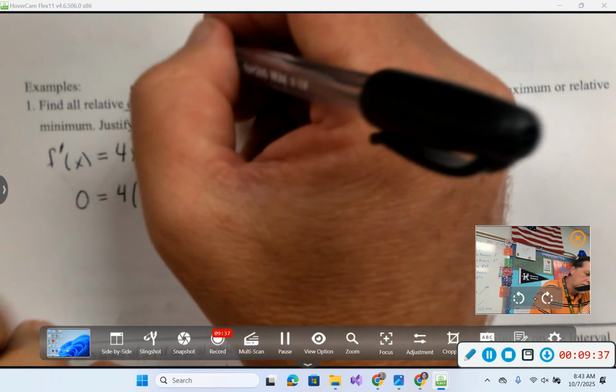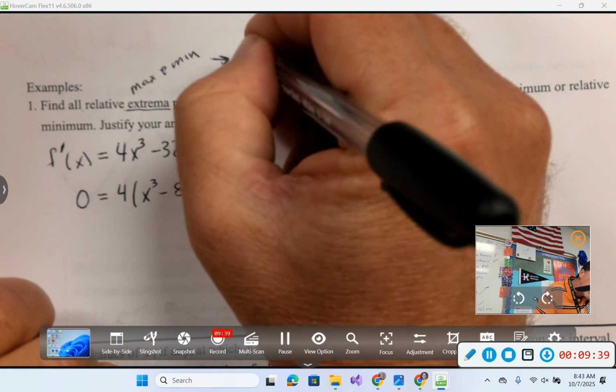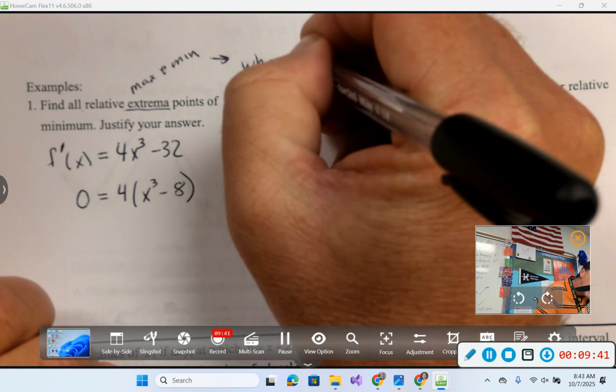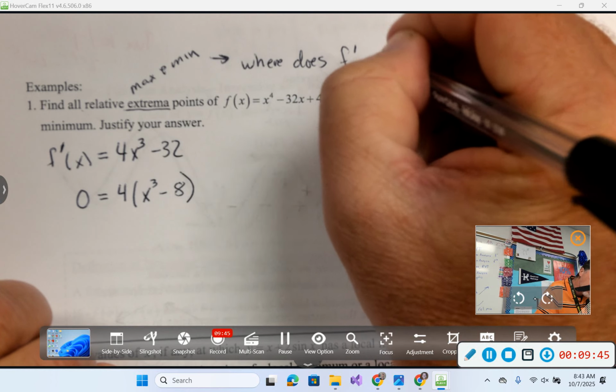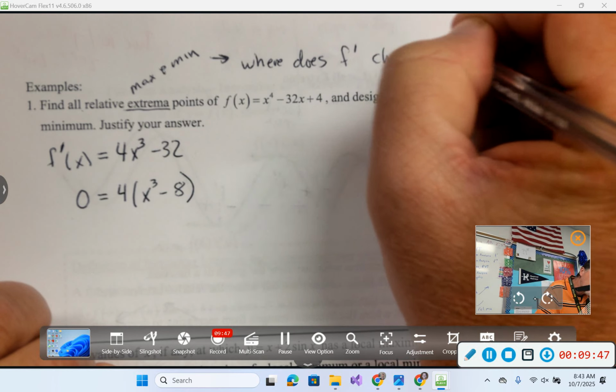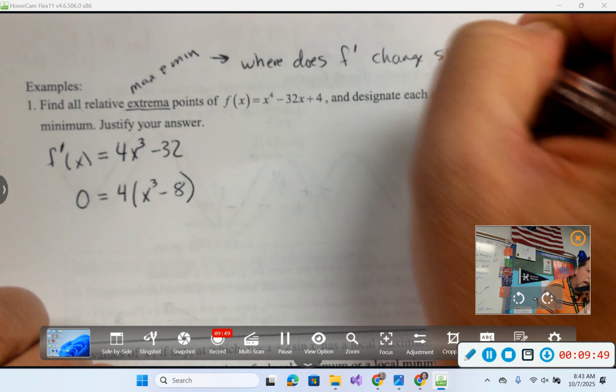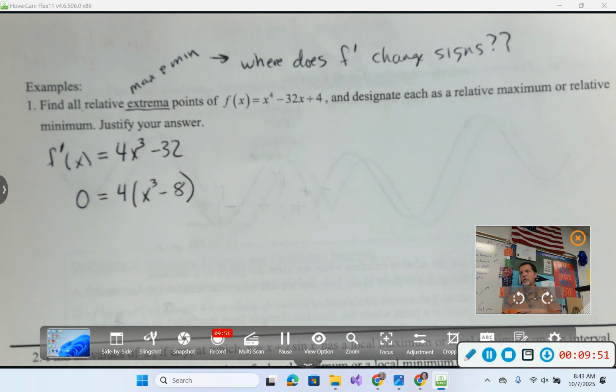Maybe I should have talked big picture to begin with. To find maximums and minimums, I want to know where f prime changes signs. That's what I'm looking for. That's what's motivating me for this problem. Because if I can find where f prime changes signs, then I'll have either a max or a min, depending on which way the sign is changing.